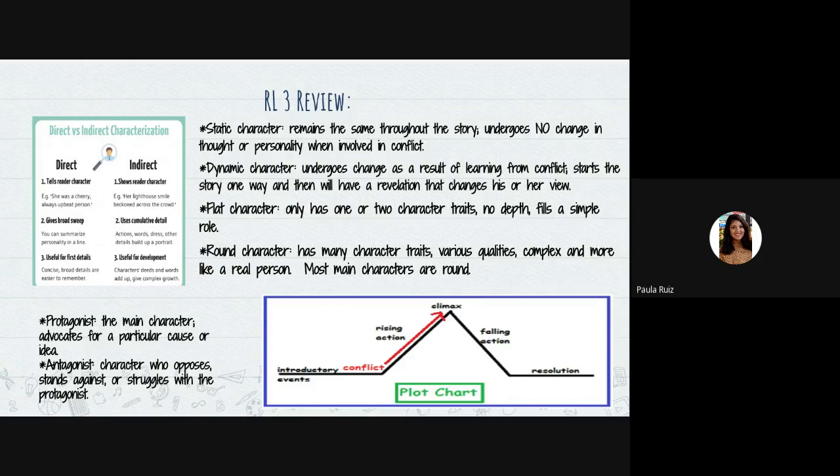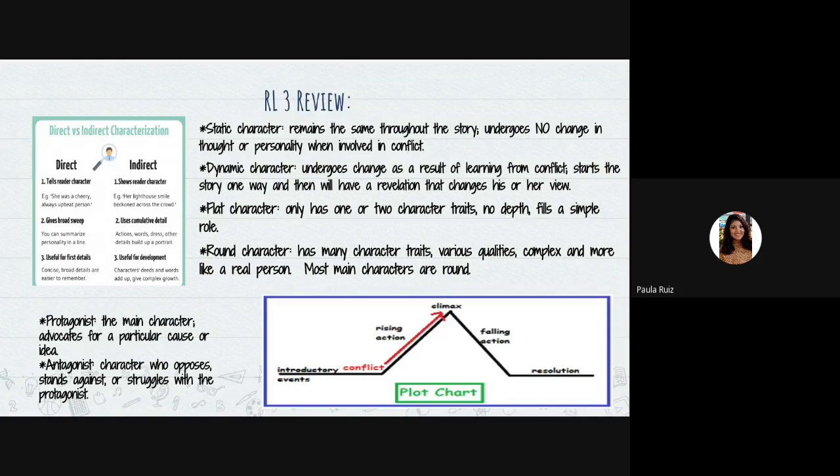A flat character only has one or two character traits, no depth, and fills a simple role. Compared to a round character, who has many character traits, various qualities, is complex, and is more like a real person. Most main characters are round characters. Okay, so direct and indirect characterization. Direct characterization tells the reader about the character. For example, she was a cheery, always upbeat person.